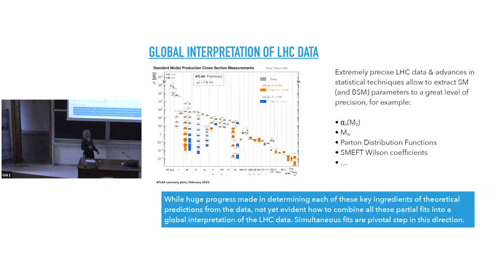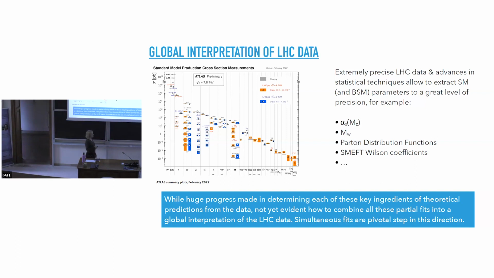The point is that we have seen in this workshop that thanks to these extremely precise LHC data, as well as advances in statistical techniques and theoretical predictions, we can extract the standard model parameters as well as some beyond the standard model parameters from the data to a great level of precision. We have seen the ATLAS measurement of alpha S, the mass of the W. We keep having updated parton distribution function sets and fits of the Wilson coefficients in the SMEFT and so on and so forth. I could go on forever.